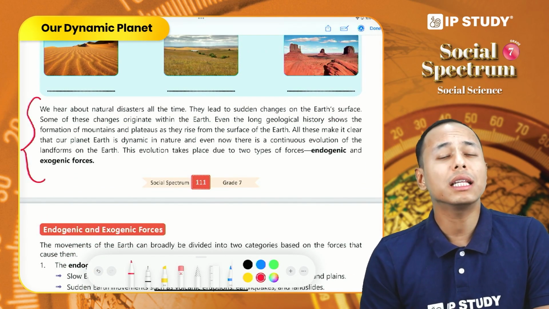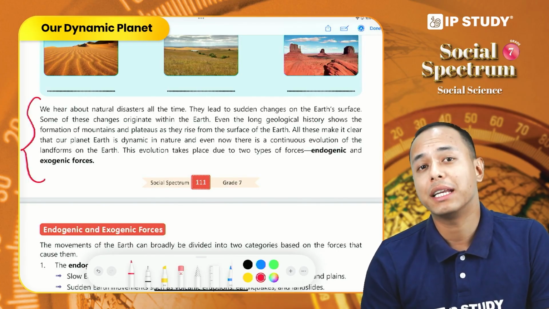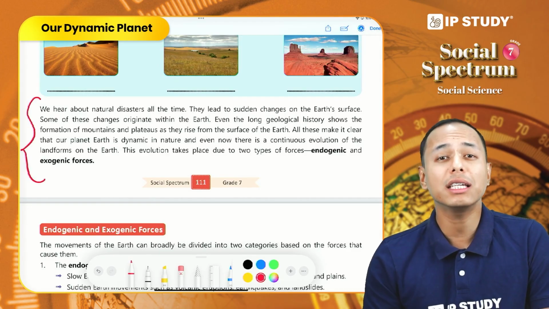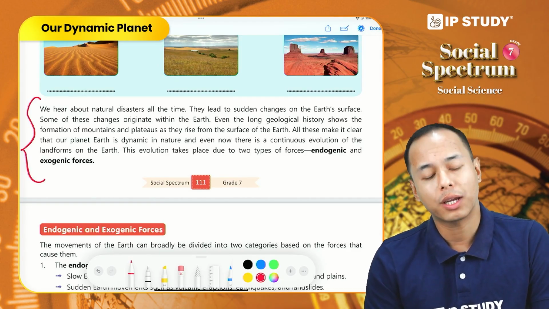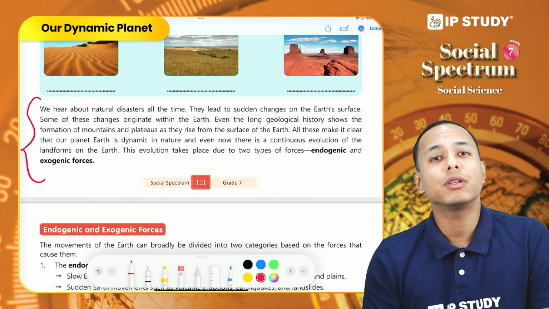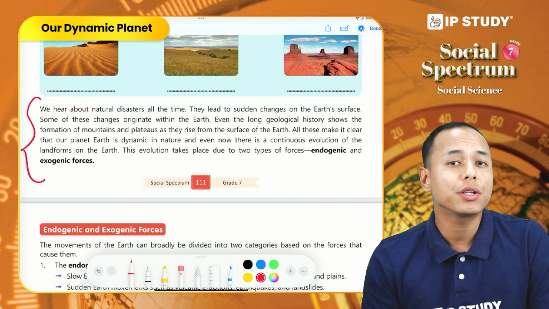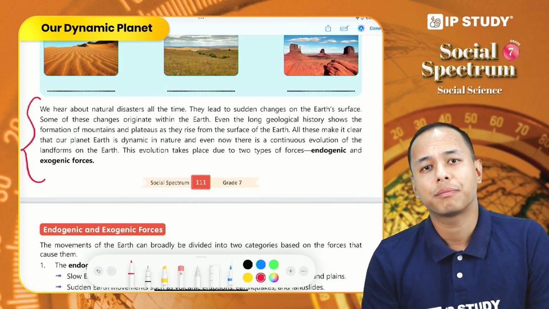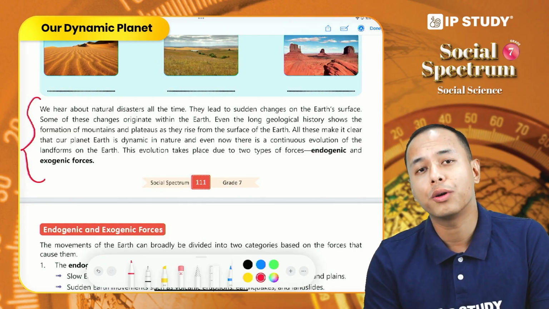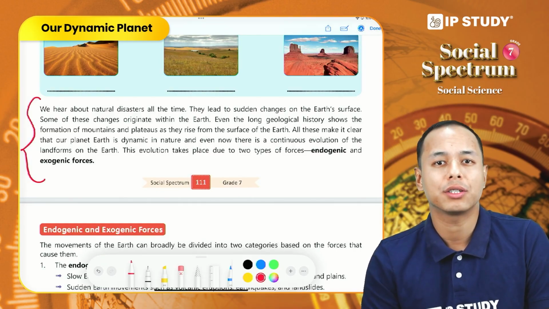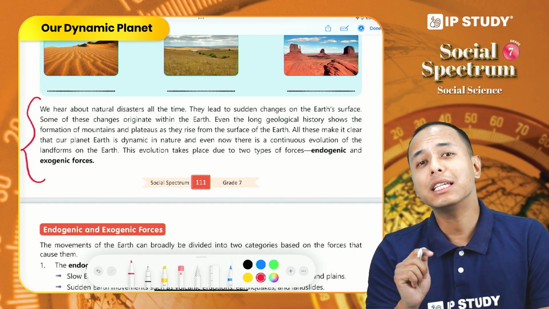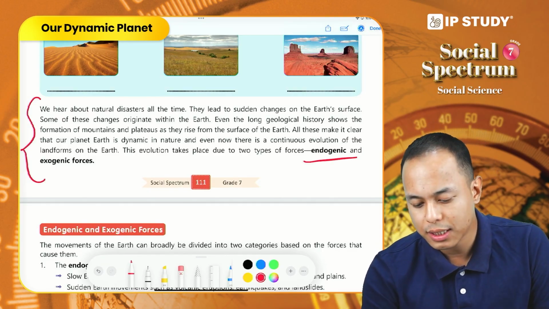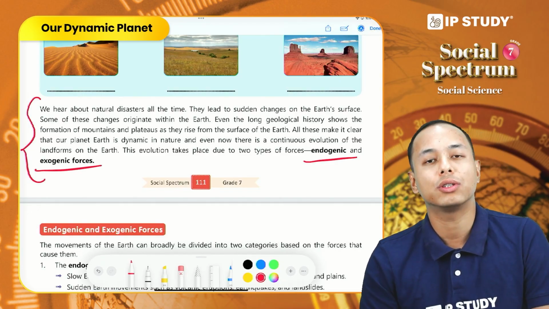So we all know that Earth is a dynamic planet, and by dynamic we mean that there is a constant change going on the surface of the Earth as well as below the surface of the Earth. The geological history of the Earth also shows us the formation of different landforms like mountains, plateaus, plains and others. And this proves that Earth is going through constant and continuous change and evolution. This evolution of the Earth is mainly because of two important forces. First one is endogenic and second one is exogenic forces.